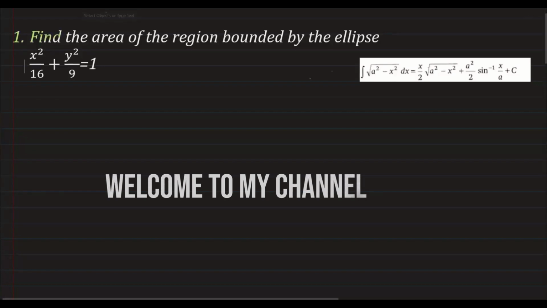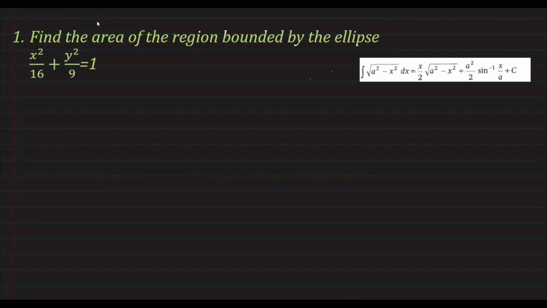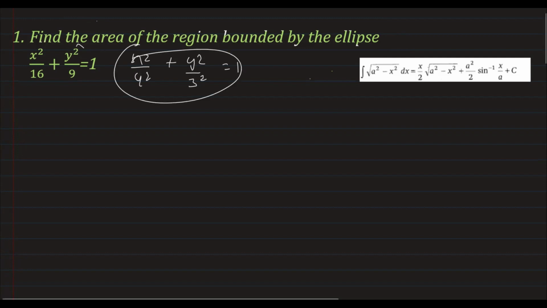So, in the first question, it says find the area of the region bounded by the ellipse, and the ellipse is this. Now, the first thing that you will do here is to write the equation in the standard form. So it's going to be x square over 4 square plus y square over 3 square is equal to 1. From here, we can see that the center is the origin 0, 0, and a is 4, b is 3.